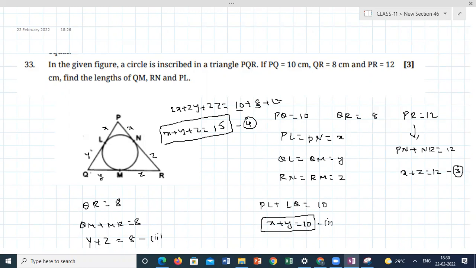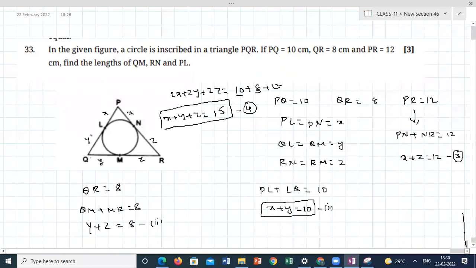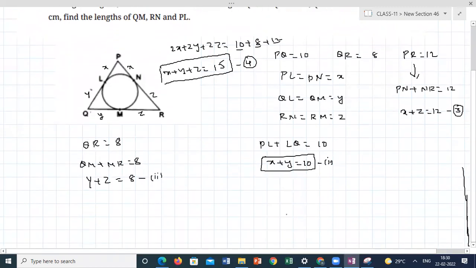Answers. I am substituting x plus y value in the fourth equation. What I will get, Harita? Sir, can you repeat, sir? If I am substituting x plus y value here, what I will get? What value I will get first? Sir, we'll get z is equal to 5, sir.